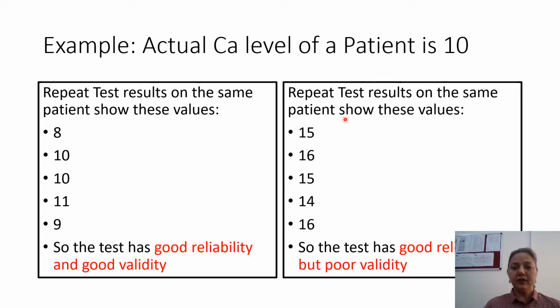If the same test is repeated in the patient and we get values like 15, 16, 14, 16, these values are closer to each other but they are far off from the actual value. So that is why this test has good reliability but poor validity.